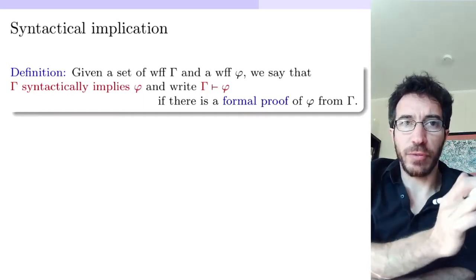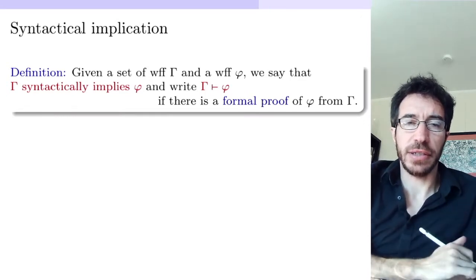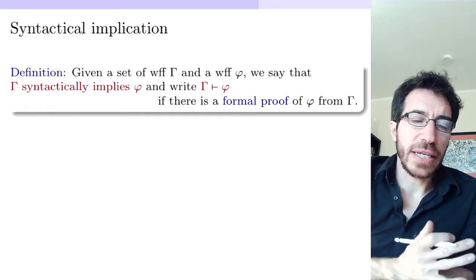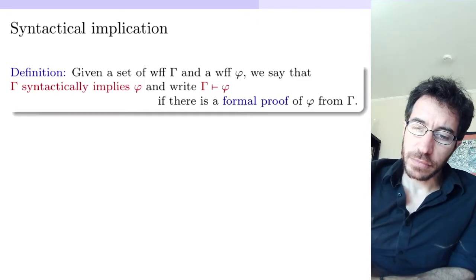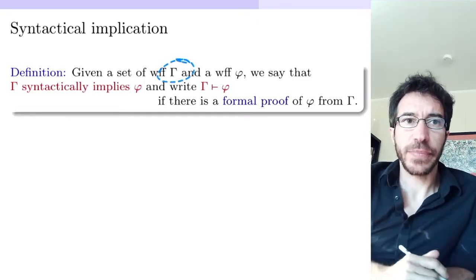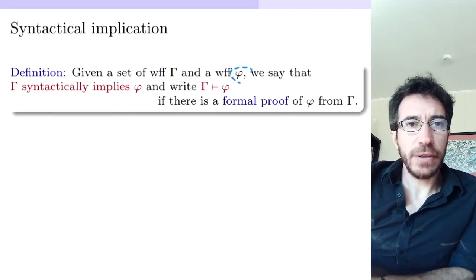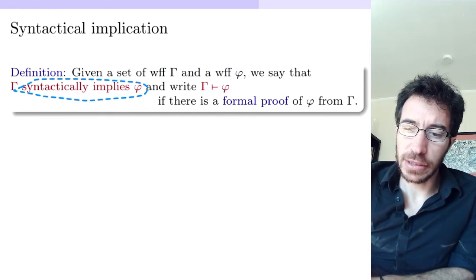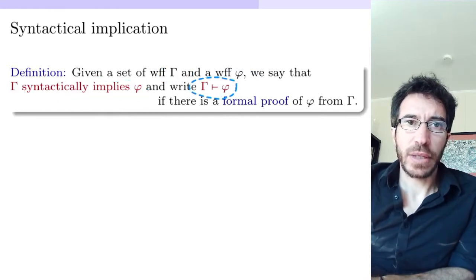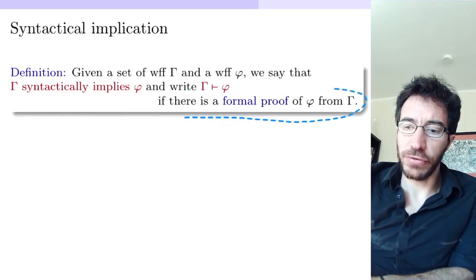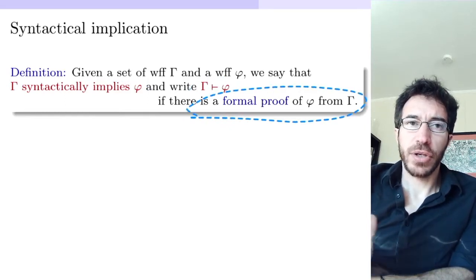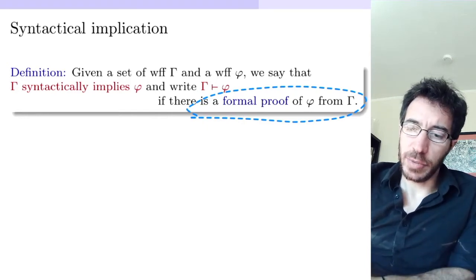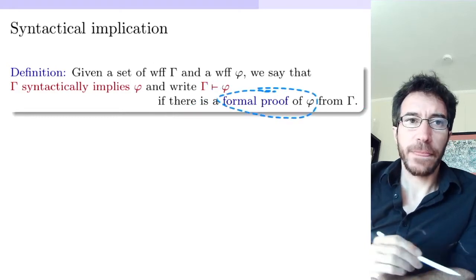So this is an informal definition. This is not the formal definition yet, because I need to fill in a lot of gaps in this definition. But this is going to be the idea. Given a set of well-formed formulas, gamma, and a single well-formed formula phi, we say that gamma syntactically implies phi, and we write this symbol up here, if there is a formal proof of phi from gamma. I'm just defining the words syntactically implies, and this symbol up here. We need to define what a formal proof is.